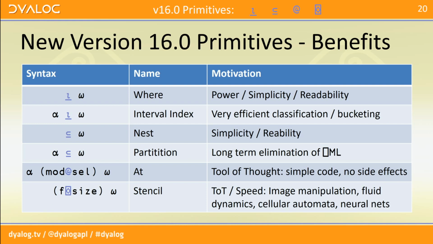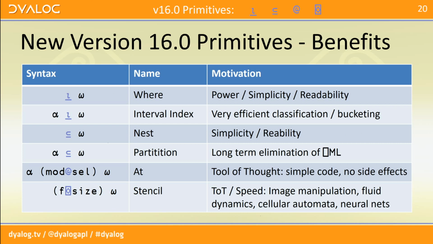Just to recap very briefly, we have the monadic, dyadic, the Iota underbar, where, which is added because it makes code more readable, it adds more power and simplicity. Interval index provides very efficient classification, bucketing functionality for big data analysis. Nest is a very, very frequently used utility function in writing application code. Partition is part of a plan to, in the long term, hopefully make it possible for new users of APL not to learn about migration level, which is there due to historical accidents. We don't have any plans to actually get rid of QuadML, but we would very much like to get rid of it from introductory documentation.